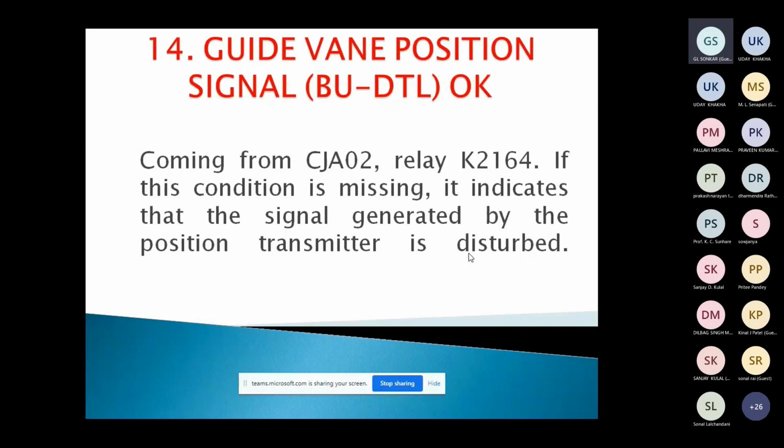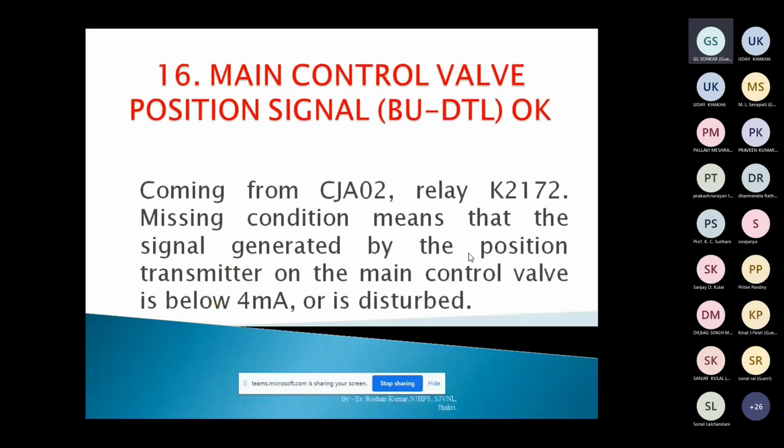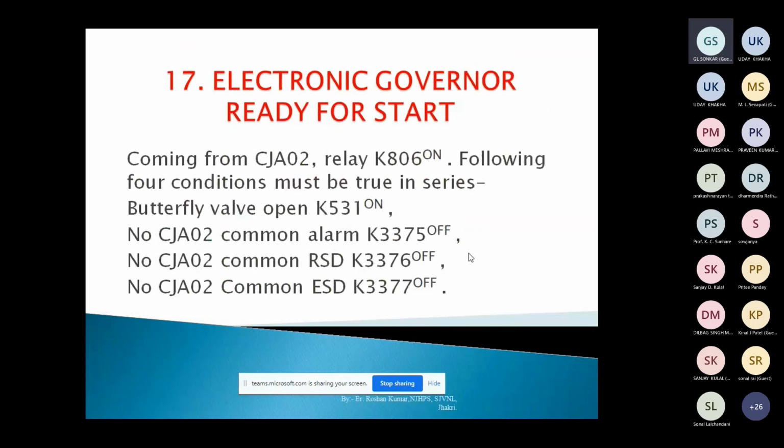Guide vane position in view detail. Parallel programming is there. Same, the position transmitter in the guide vane is disturbed. It may be sensor damage. It may be the breakage of wire. Then again, the position control servo motor does not correspond to the position of the control stage. Then the main control valve is below 4 milliamps. Then, as I told you, electronic governor ready to start.